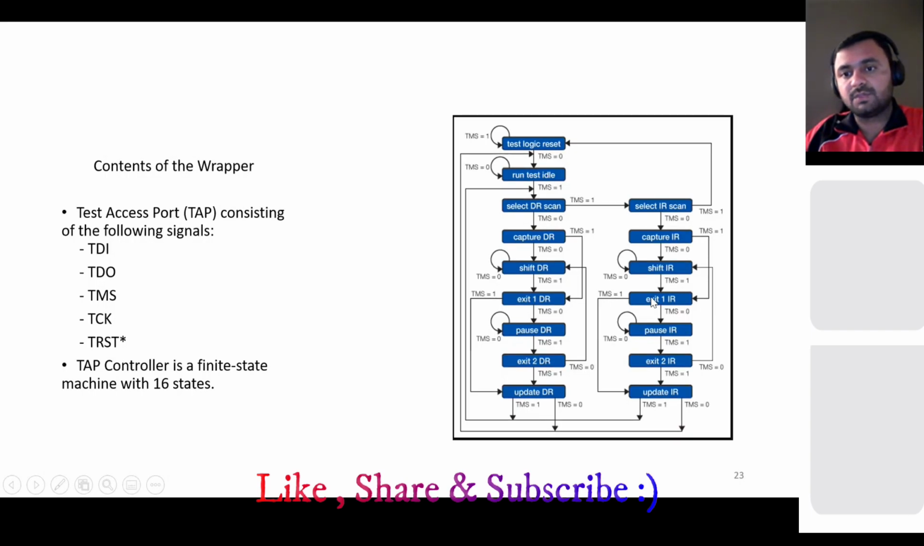So if I'm in exit, you put TMS as 1 here, so TMS goes to the update, then you put TMS at 1, so it goes to this select DR, then put TMS as 1 again, it will reset it, test logic reset. So in any of the states, you can put TMS 5 cycles high and it will reset it. That's why it's optional. So if you have the pin, you can use it. Otherwise, if you don't have it, you can just use that mechanism.